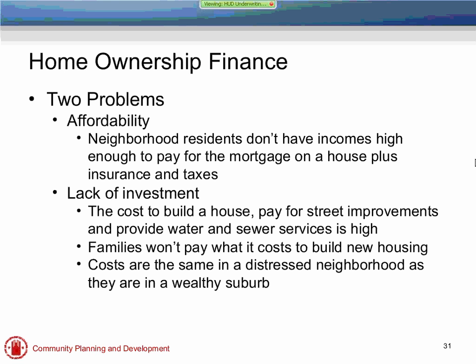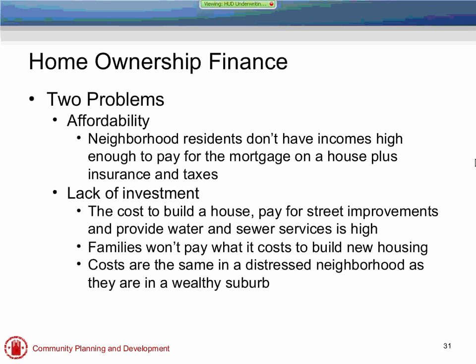Okay, so let's go into some home ownership finance. Home ownership finance really has two main problems: affordability and lack of investment. With affordability, we're talking about households that can't pay the cost of housing. Neighborhood residents don't have the incomes to pay the mortgage for the house, plus the insurance and the taxes. And then obviously there's also lack of investment. Costs are going to exceed what people are actually willing to pay.